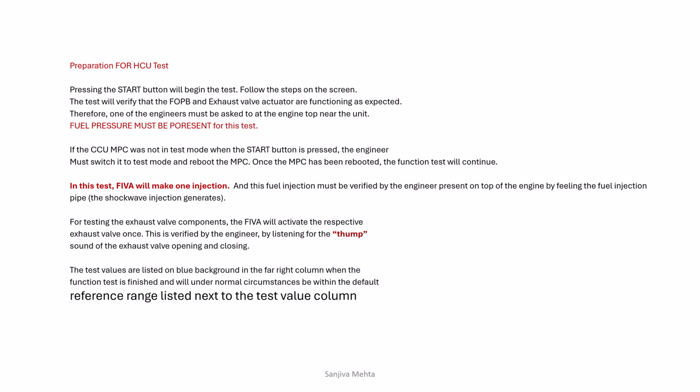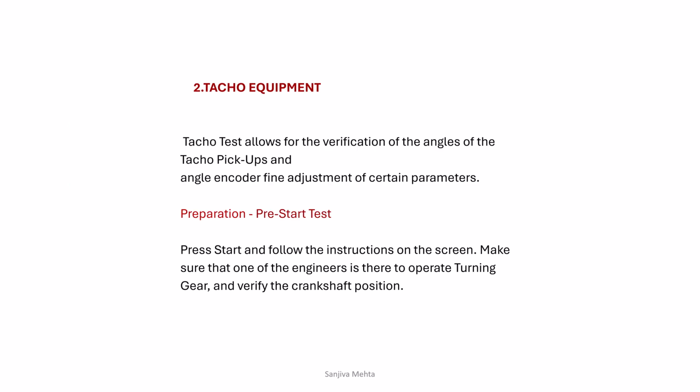Getting to the ME ships, ME engine, isn't it? Yes. TACO equipment. The TACO system allows for the verification of the engine angles of the TACO pickups and angle encoder, and fine adjustment of certain parameters. Preparation. Pre-test start. Some preparation has to be done. Press start and follow the instructions on the screen. Make sure that one of the engineers is there to operate the turning gear and verify the crankshaft position.